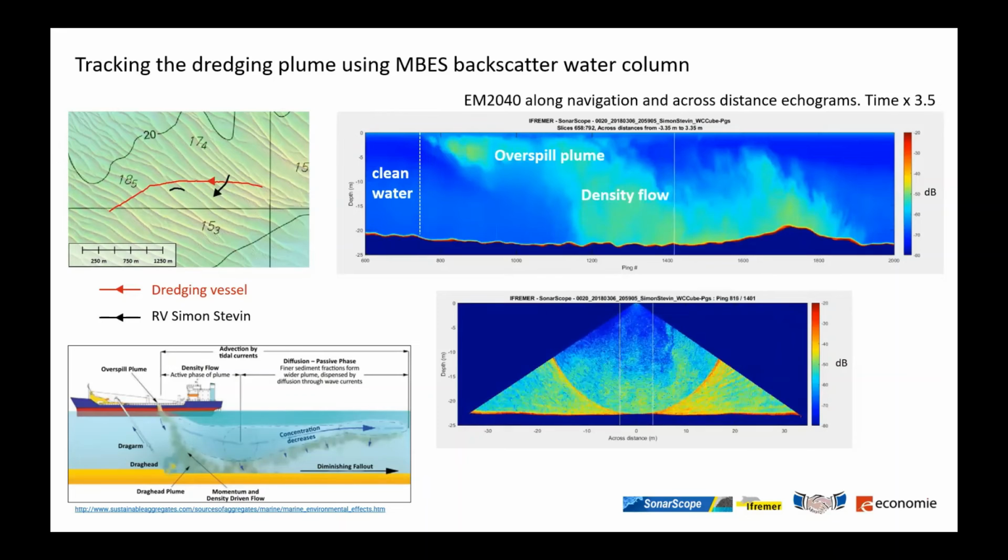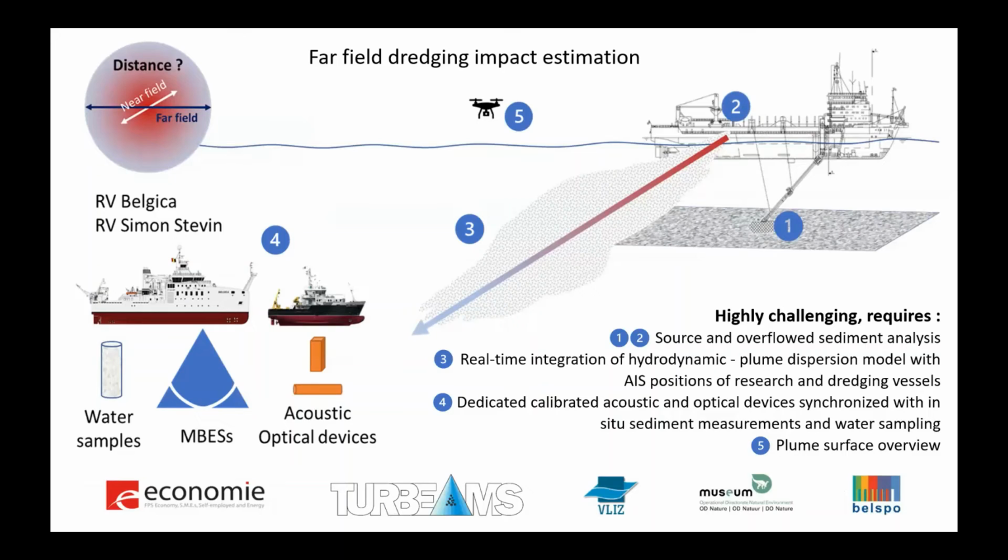It's absolutely fantastic here because the pilot doesn't use the thruster, so we were in complete silence, and we really track the plumes well. So we can see the overspill plume, the density flow, so we can really characterize the plume, and you see on the program how much it is changing from time to time. But to really evaluate the far field effect, it requires a lot of measurements.